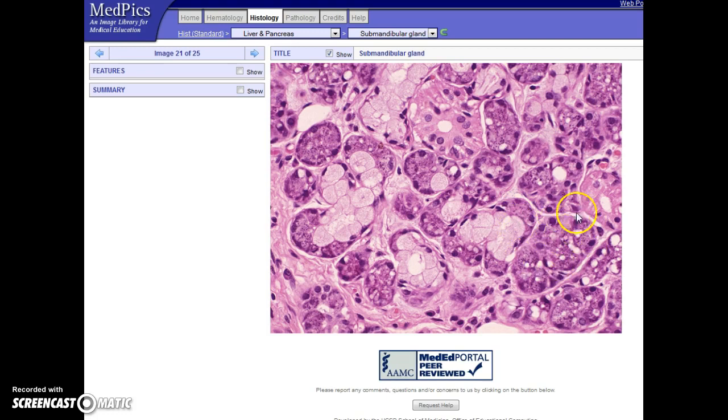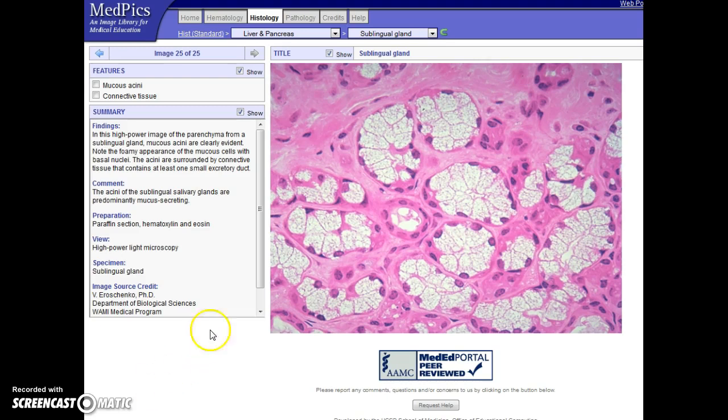Then these darker staining clusters over here are going to be your serous acini. They are going to look about the same color as your serous demilunes, but they're all in a cluster, and they'll have a little hole there in the middle. So this is a serous acinus, this is a serous acinus, here's another one there. These are the ducts. They're going to be collecting the secretions, the saliva, and delivering them to the mouth. So this is the submandibular gland.